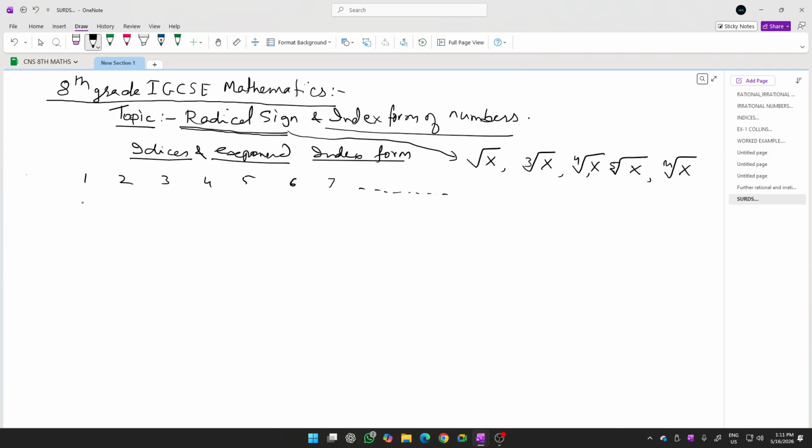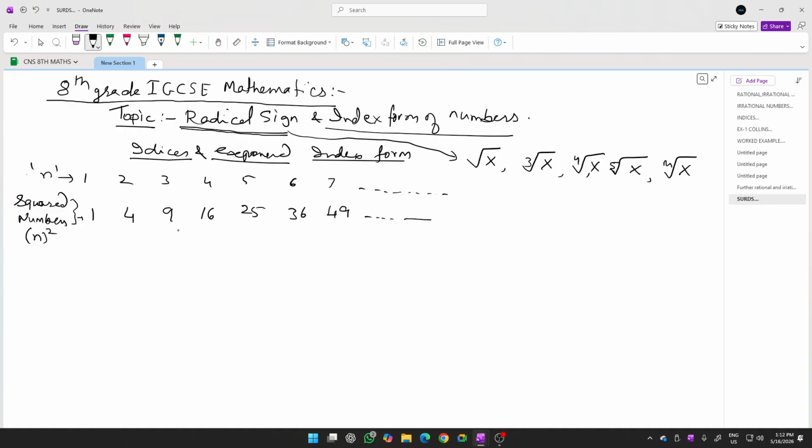Now, in the second line, I'm going to write squared numbers. This is in general n, where n is 1, 2, 3, 4, 5, 6, 7. What are squared numbers? Squared numbers means n squared. So 1 squared will be 1, 2 squared will be 4, 3 squared will be 9, 4 squared will be 16, 5 squared will be 25, 36, 49, and so on. These are known as squared numbers.